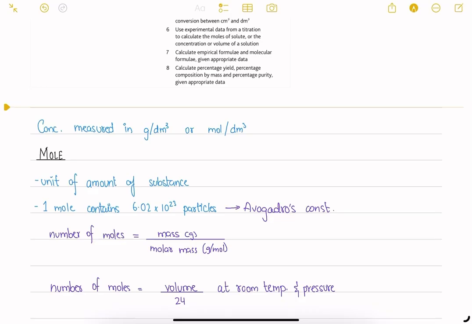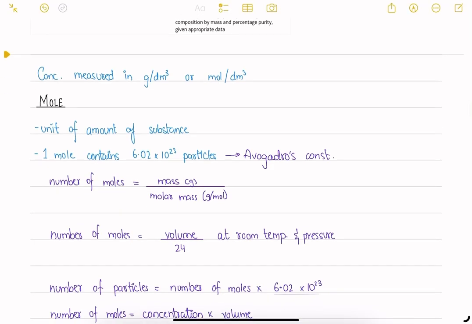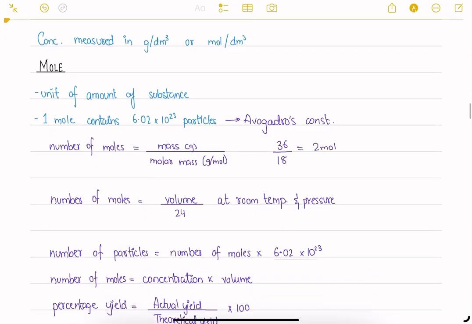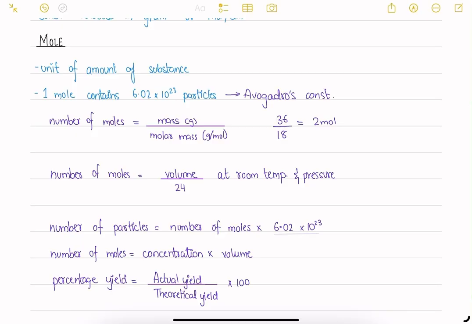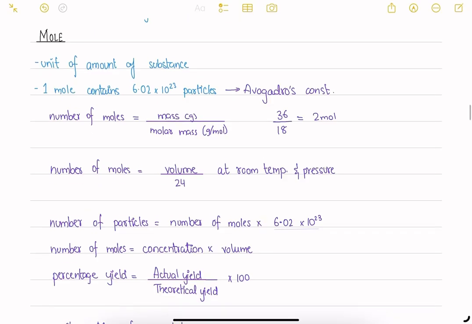Okay, and we have a formula: number of moles is equal to mass divided by molar mass. For example, we have 36 grams of water and the molar mass of water is 18. So 36 divided by 18 is equal to 2 moles. The number of moles is equal to the volume divided by 24. The volume should be measured at room temperature and pressure. So this is very useful when we are calculating gas volumes in reactions.